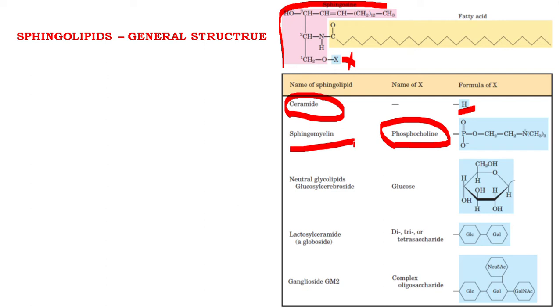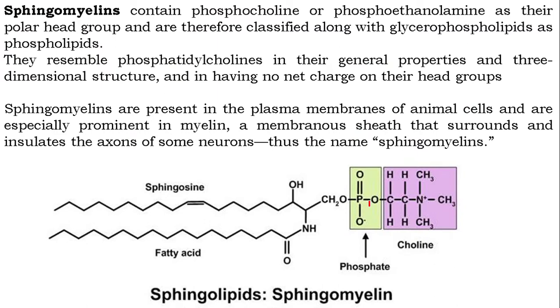Keep it in your mind, we will see it later. When this X is a glucose, it is a good example of a neutral glycolipid or glycosyl cerebroside. When it's an oligosaccharide, we say it is a lactosyl ceramide. Like that, there are different types of sphingolipids.